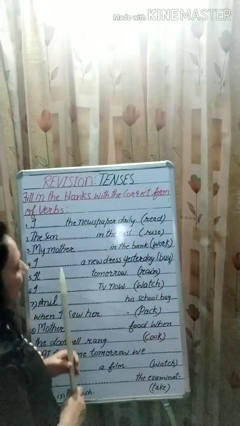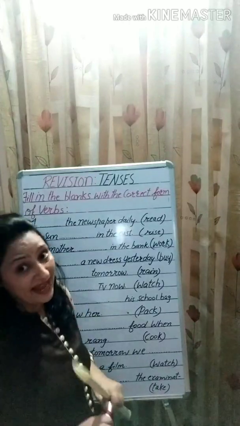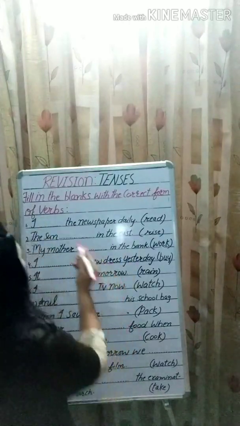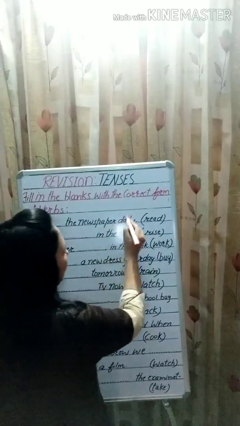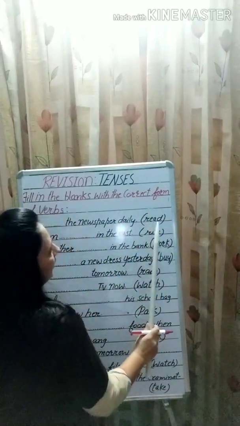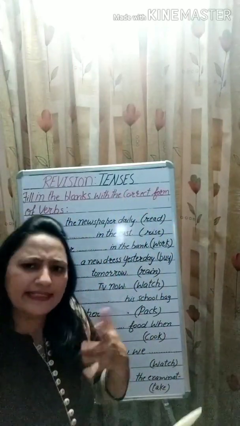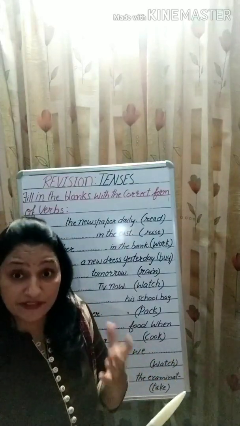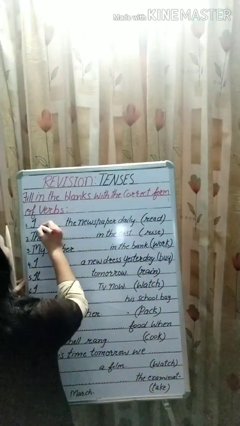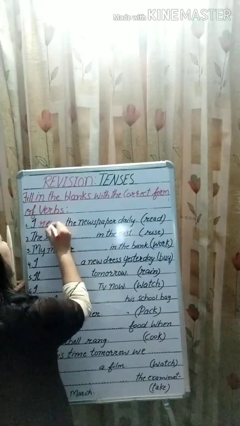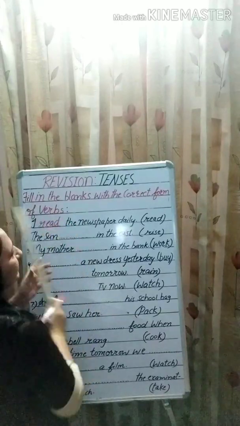Now, I am going to fill the blanks. First, "I dash the newspaper daily." In the bracket, we have the verb read. We'll use the first form, that is read. So, I read the newspaper daily.